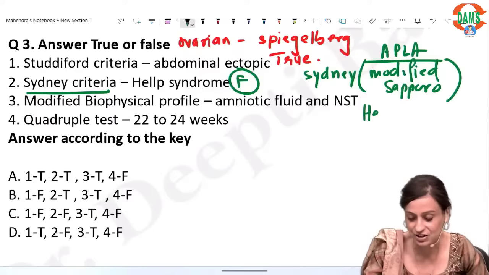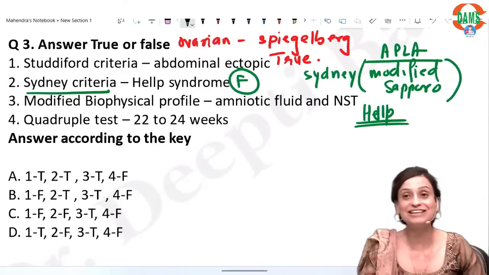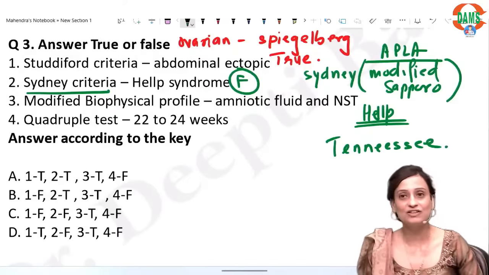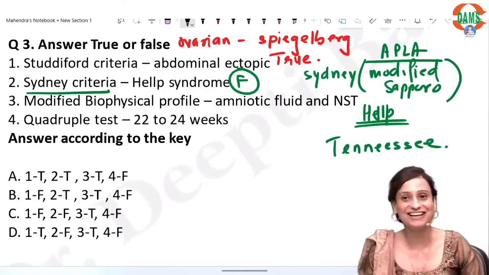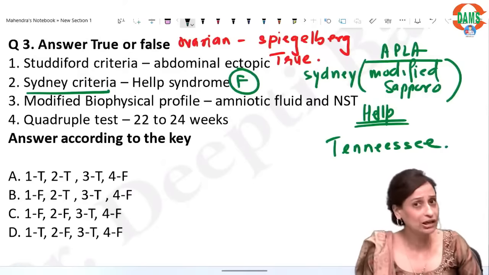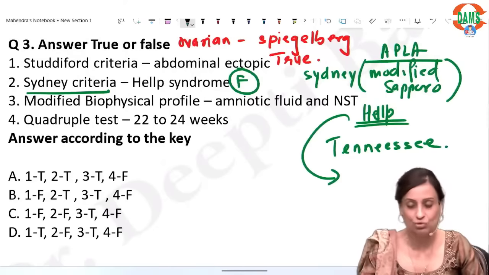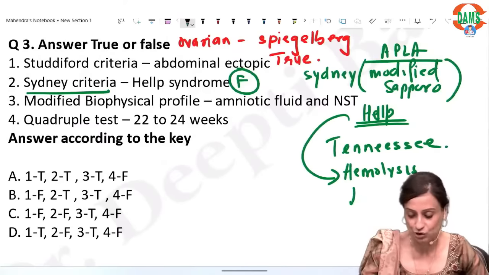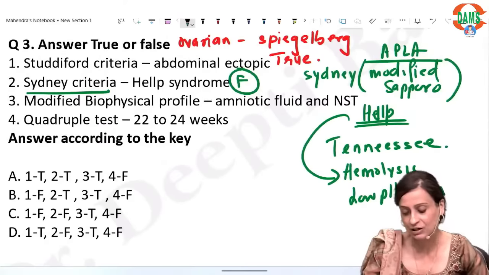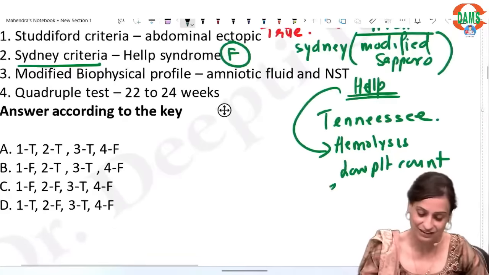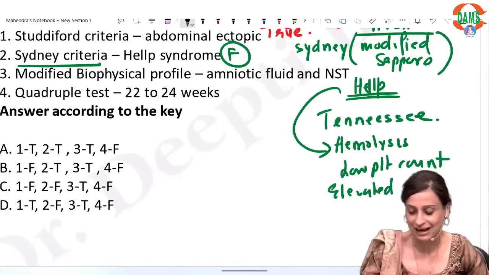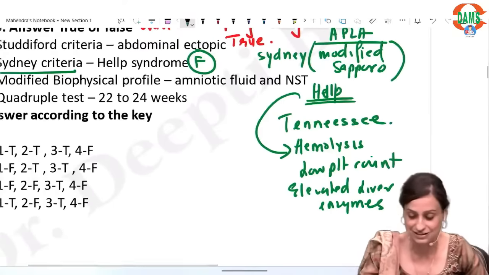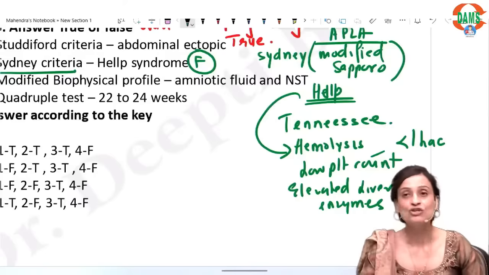What are the named criteria for HELLP syndrome? The named criteria for HELLP syndrome is Tennessee criteria, right? So the named criteria are Tennessee criteria, and I'm sure that you'll be able to diagnose HELLP. Please remember, you just have to look for evidence of hemolysis, you have to look for low platelet count, and you have to look for elevated liver enzymes. Yes, please remember, the criteria for low platelet count is less than 1 lakh, right? So less than 1 lakh.